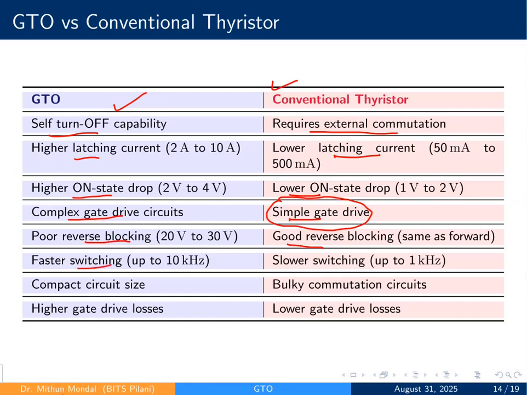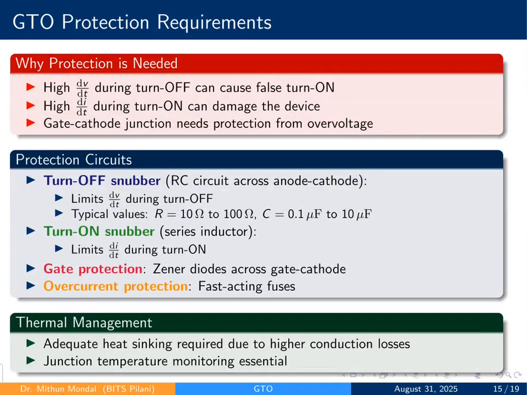GTO will have faster switching up to 10 kilohertz, whereas a conventional thyristor will have slower switching up to 1 kilohertz. The GTO has a compact circuit size, whereas conventional thyristors are bulky because of the commutation circuit. The gate drive losses are higher in GTO but lower in the case of conventional thyristor.